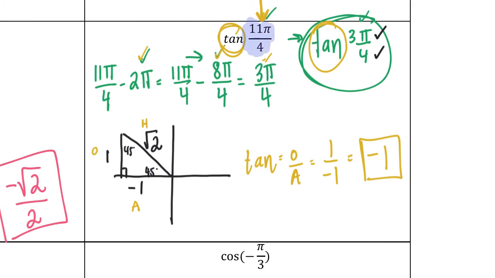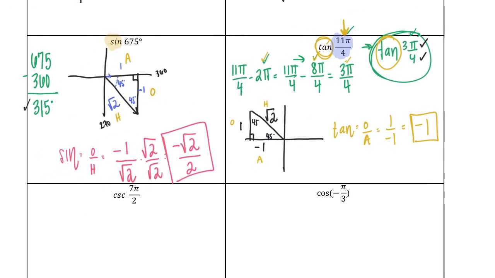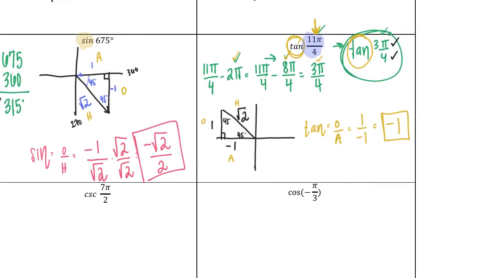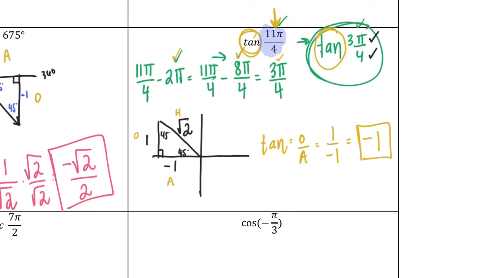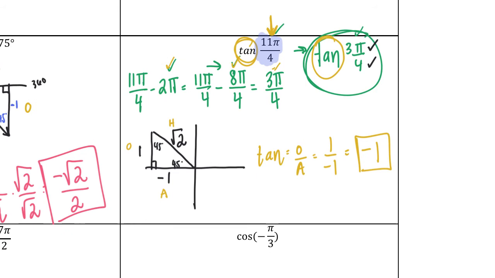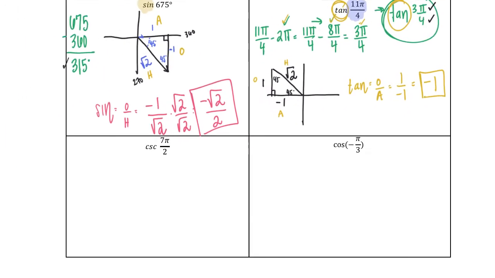Now, another option that you could have done here is back with this 11 pi over 4, if you hate radians, you can always change that to a degree, and just like the problem to the left, you could have subtracted 360. That would have given you an angle of 135, and then you would have proceeded just like normal. Let's move on right along.